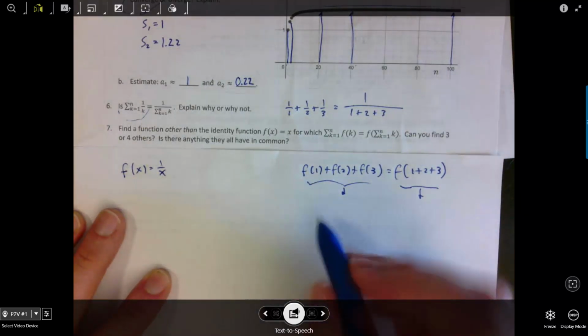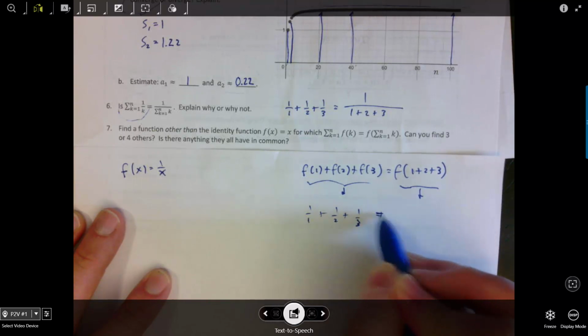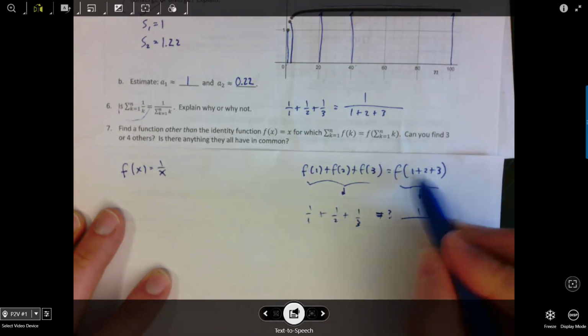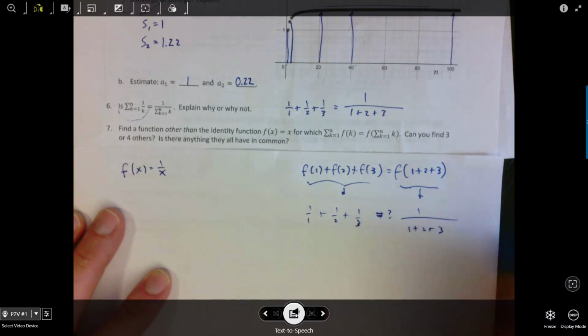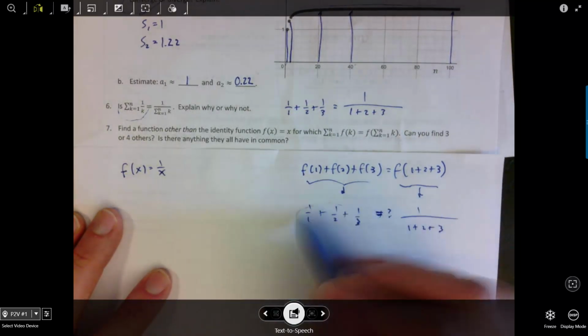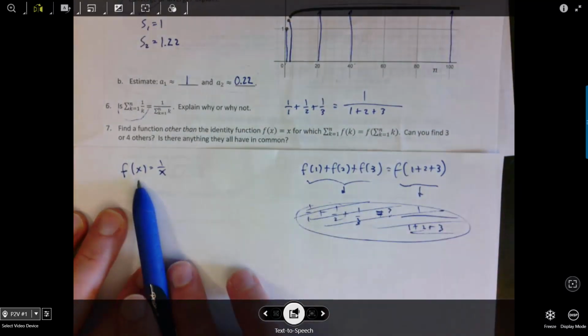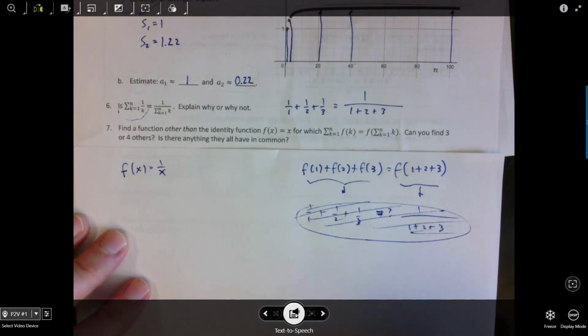This would turn into 1 over 1 plus 1 over 2 plus 1 over 3, and we'd be asking, is that equal to 1 over that entire sum? So we already have one example of a basic family of functions where this is not true. But the challenge here seems to be, can you find some functions for which this is true?